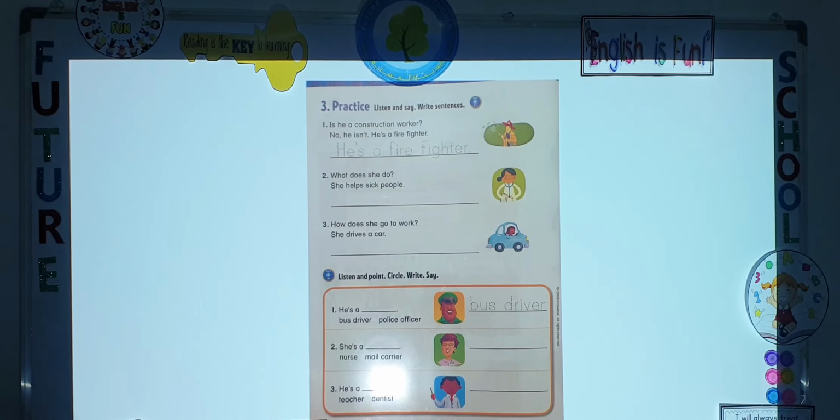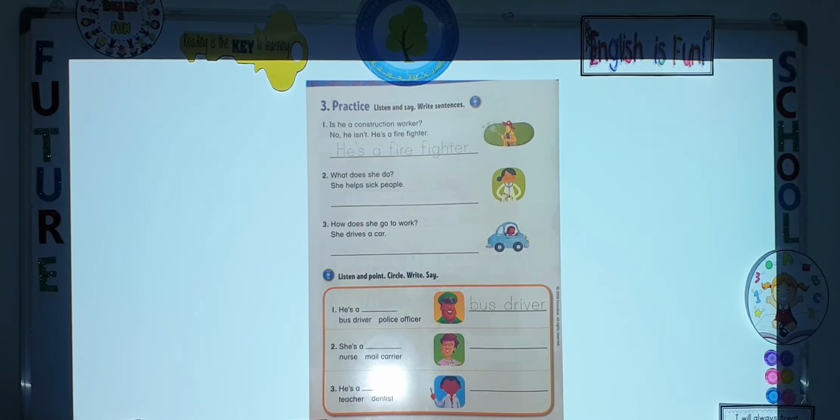Come on, write. What are you waiting for? Now at the same page, we have the second exercise, which is: listen and point, circle, write, say.